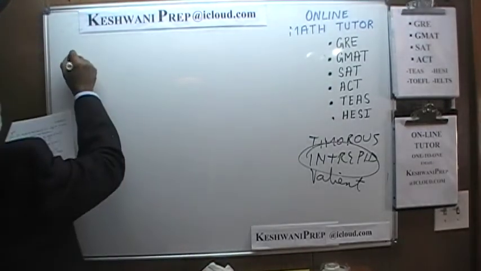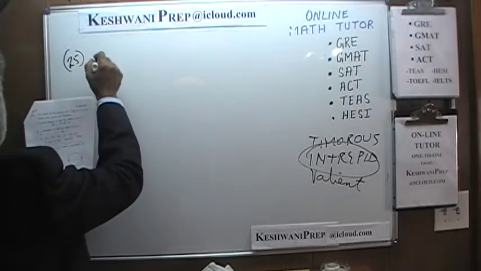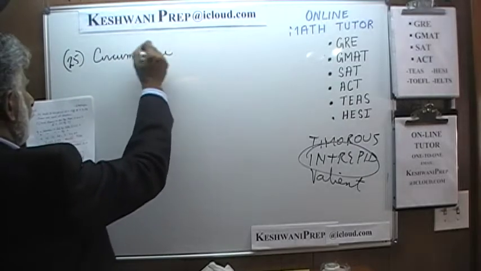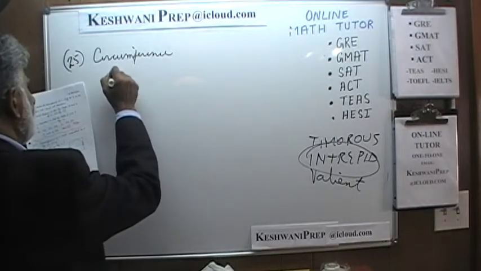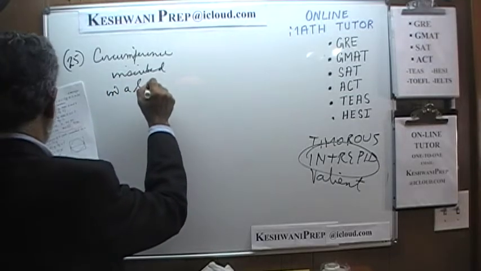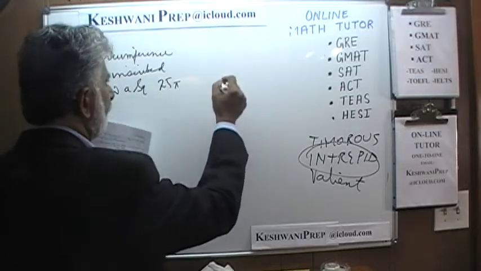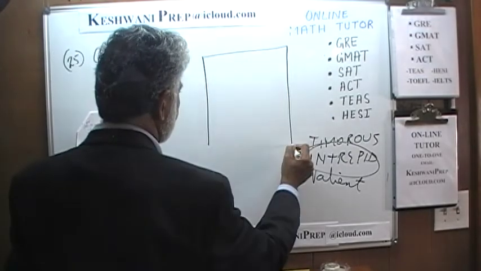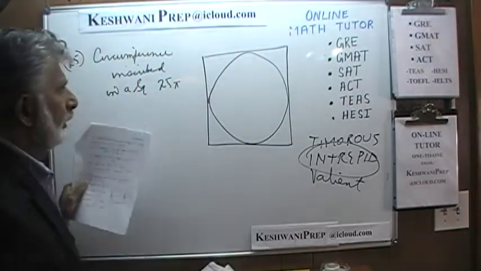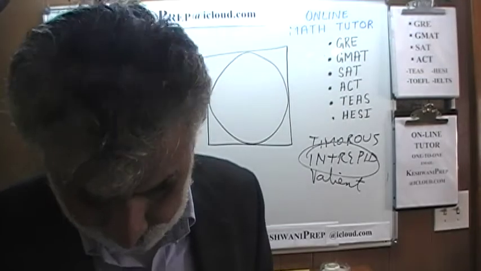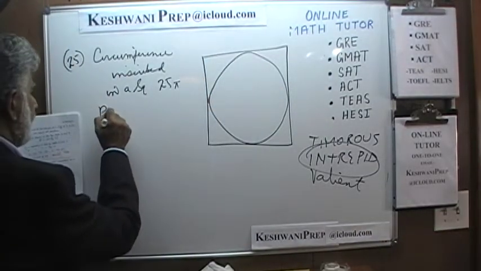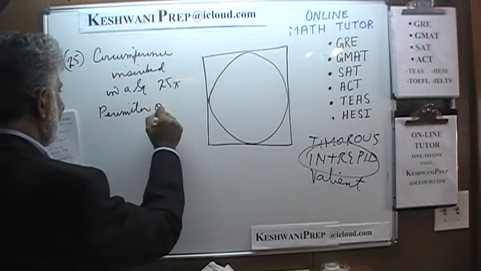Number 25. In number 25, we are told that we have a circumference of a circle, inscribed in a square, which has an area of 25 pi. So here's your square, and we're going to inscribe a circle in here. Hopefully the circle that you're going to draw is going to be a little bit healthier. Mine is not. The question is, what's the perimeter of the square?